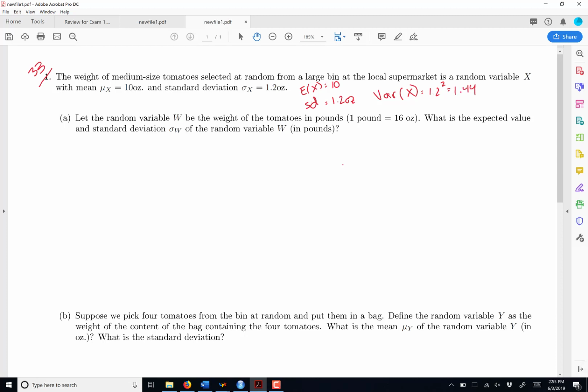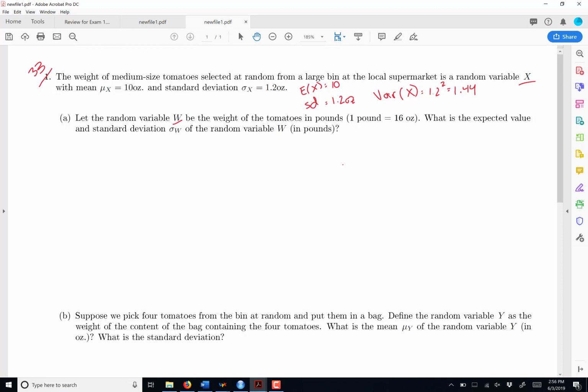So now let's let our random variable w be the weight of our tomatoes in pounds. And it tells us that 1 pound equals 16 ounces. So we want to know the new expected value and standard deviation. Well, you need to write an equation for your new variable. So we have our original variable x. We need to change it to w.